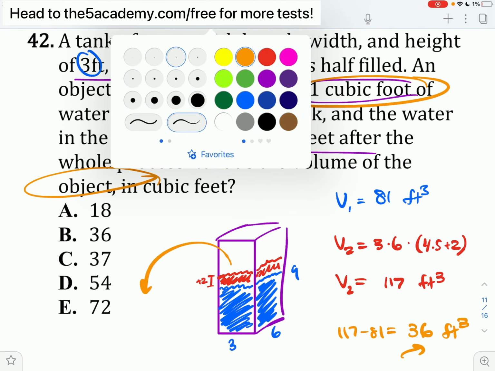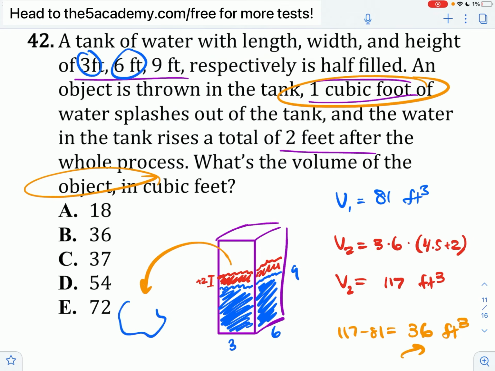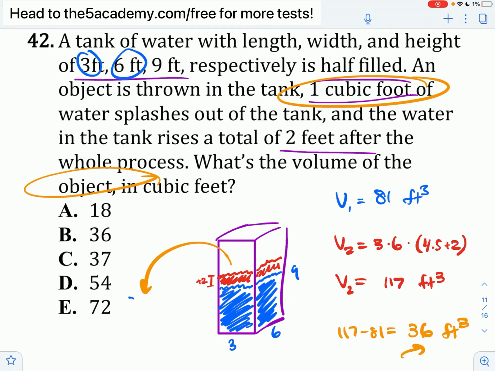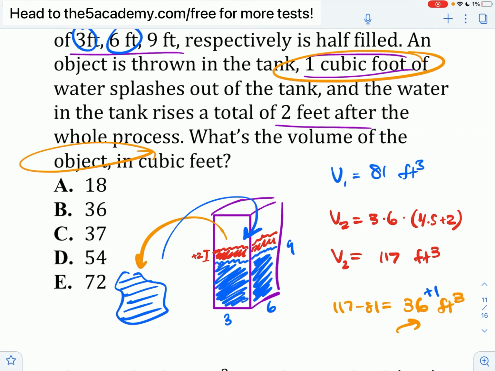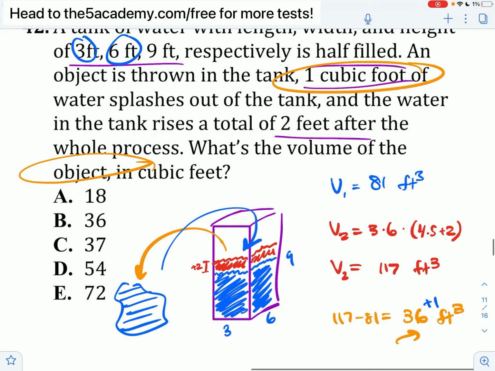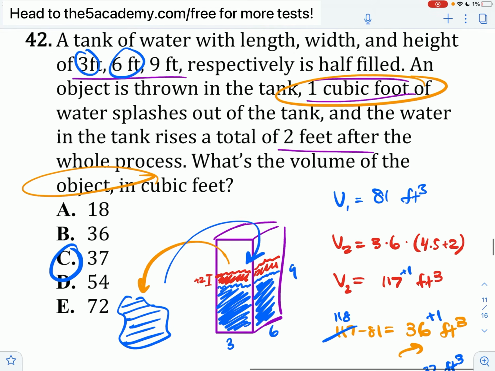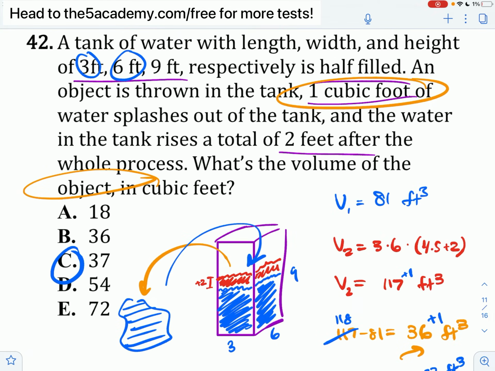So there's a whole bunch of water here that splashed out. And that water shouldn't have splashed out. If that water stayed in, you would have an additional 1 cubic foot of water in the tank. So your difference would have actually been 118 minus 81, and that would have meant you would have 37 feet cubed of that object. Okay, so really that object was 37 feet cubed. So we need to add that back to compensate for how much we lost.